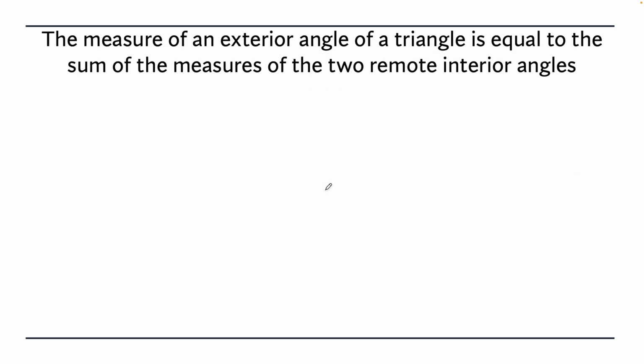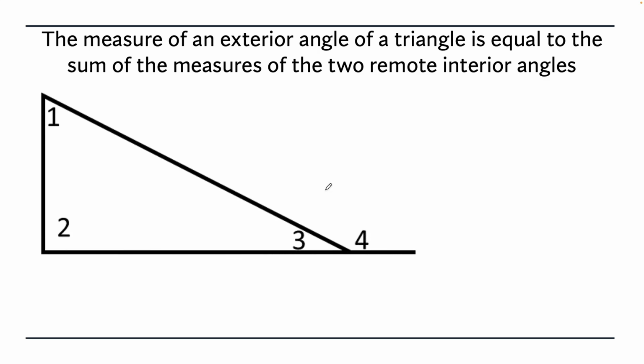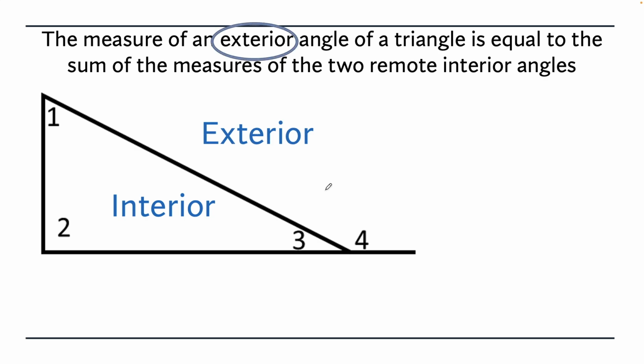A little bit more complicated now. The measure of an exterior angle of a triangle is equal to the sum of the measures of the two remote interior angles. That is a mouthful. So let's break this down. We have a triangle, and the inside of the angles, we call that the interior, and the outside is called the exterior.